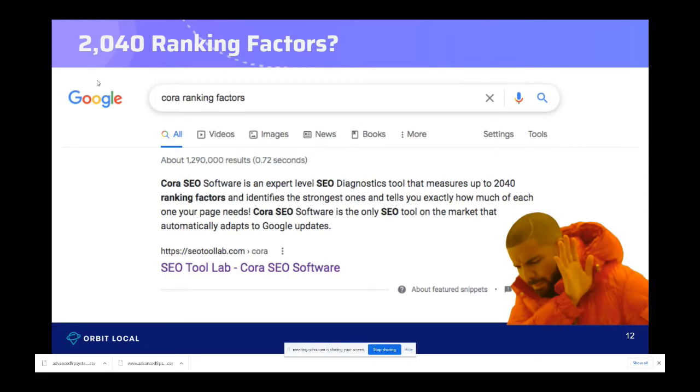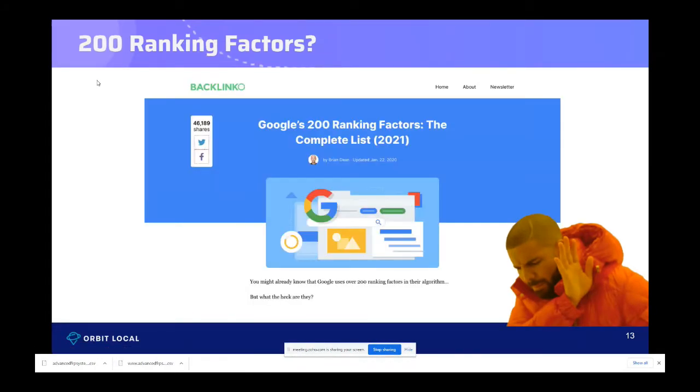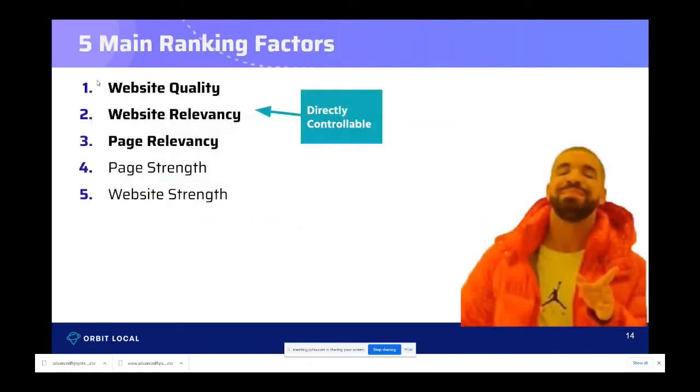and we use this tool at Orbit Local for pages that are really stuck in Google. But I mean, you can't start here, right? That's way too much. What about 200? There's a lot of things here you can do. But again, how do you even tackle these 200 factors when it comes down to ranking your site in Google? So this is what I look at, right?